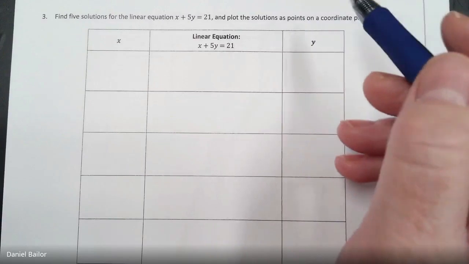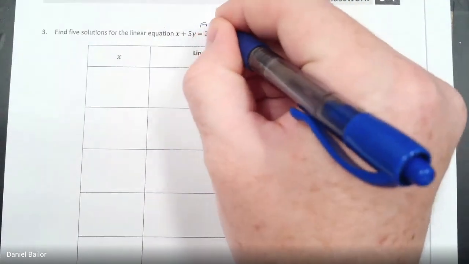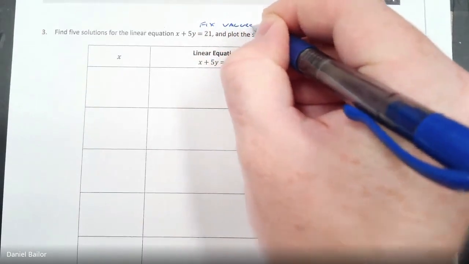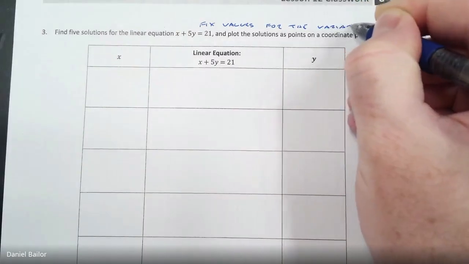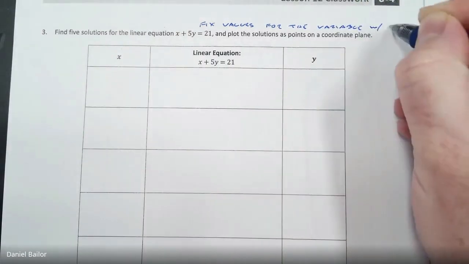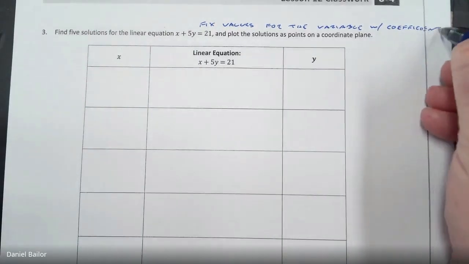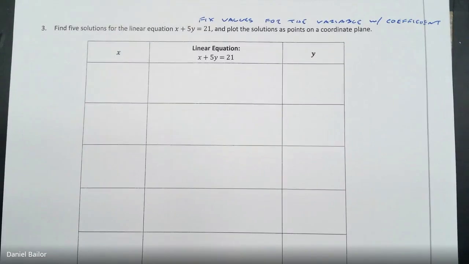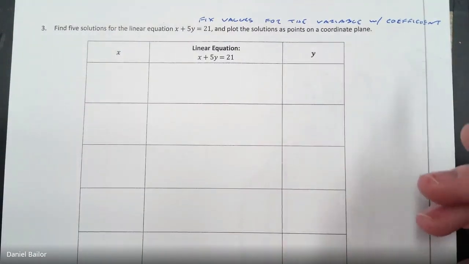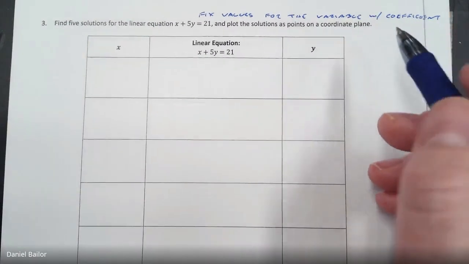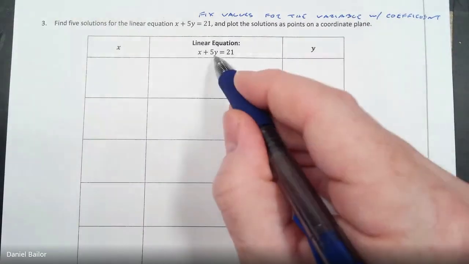So that's just a typical advice. I'll write on here: fix values for the variable with a coefficient. So instead of starting with the x's, we're going to do the y's because it does not matter which one you do. So this chart, we're actually going to fill this table in a little bit backwards. But we're going to start with the y's because that has the coefficient.